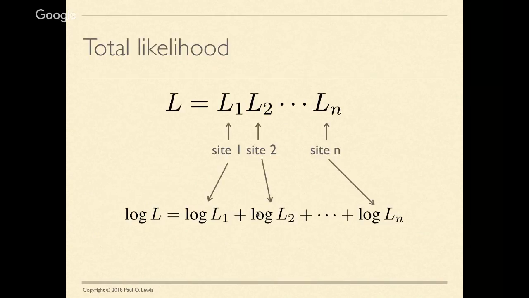Similarly, the log likelihood is the sum of the logs of the site likelihoods for every site in the data set, because the log of a product is the sum of the logs of the individual components of that.